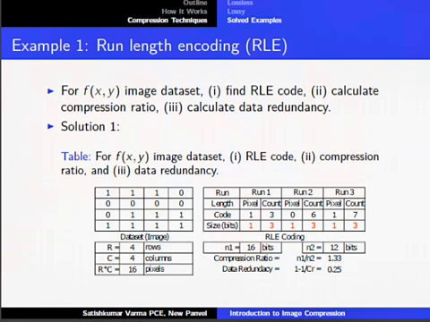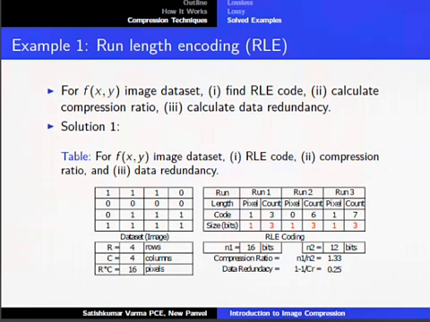There are 3 runs of 1, 0, 1 with length 3, 6, 7 respectively as shown in the red color. Let us assume that each length is represented by 3 bits. The RLE code is g of xy equal to 130617. As each pixel is 1 bit and there are 3 runs, the value of N2 is equal to 1 plus 3 into 3 is equal to 12 bits required to represent the compressed data. Performance of RLE is measured using compression ratio and data redundancy as shown in the bottom right part of the table.